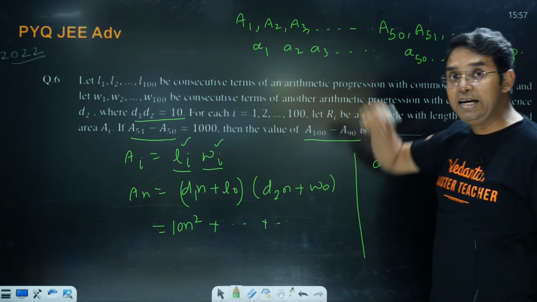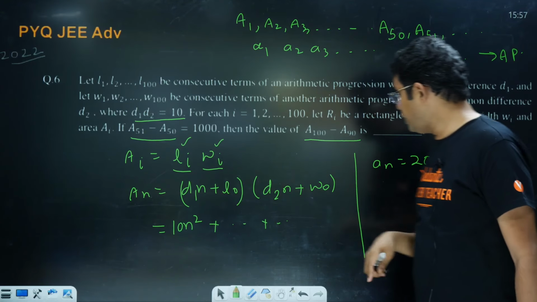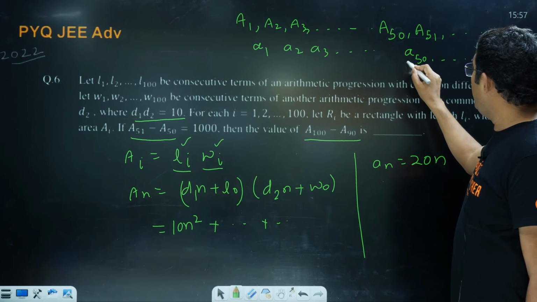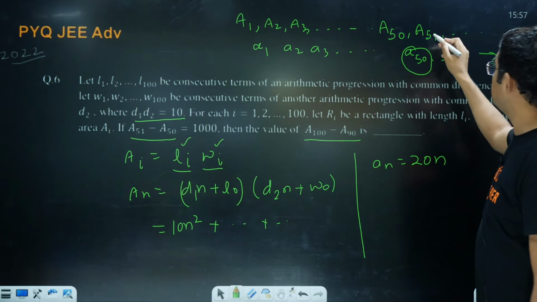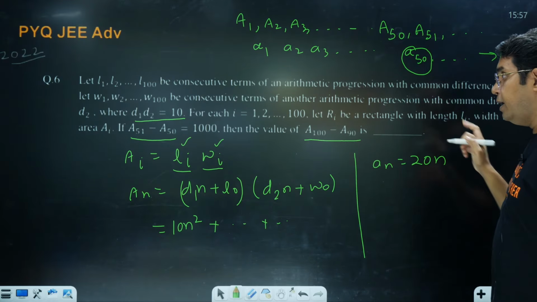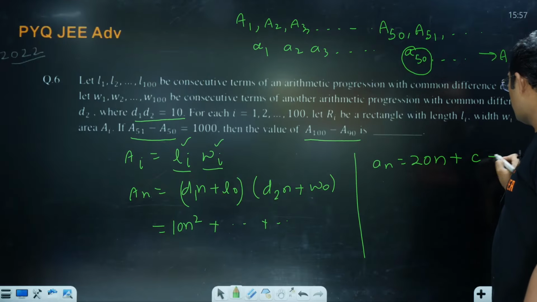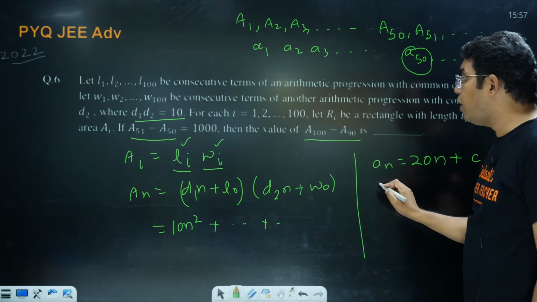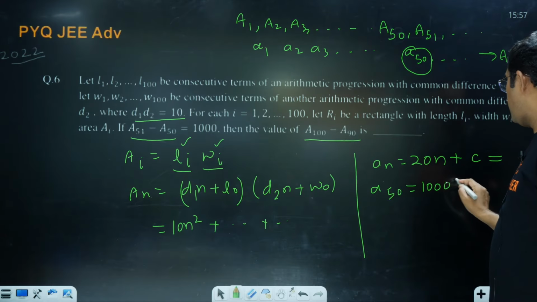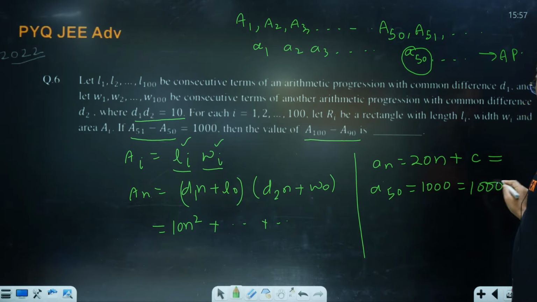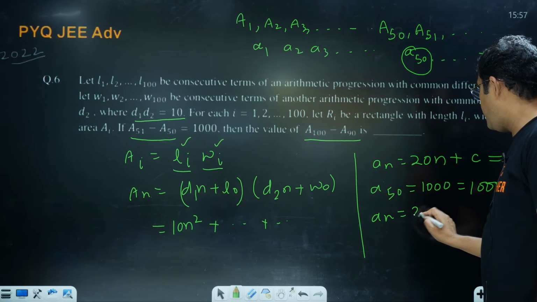Okay, because this integration or differentiation thing will work only in the leading terms. But here you can see A51 minus A50 is given to us as 1000. So if there was some constant C, this constant is coming out to be 0, because for A50 they are giving us the value to be 1000, and that is 1000 plus C. So C is coming out to be 0. So my AN is actually 20N now.